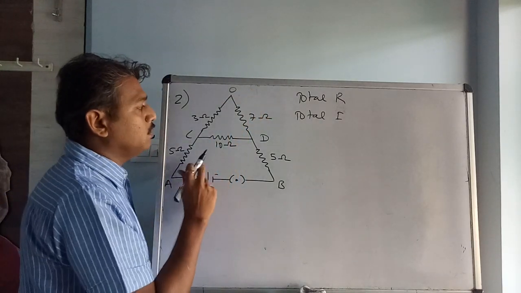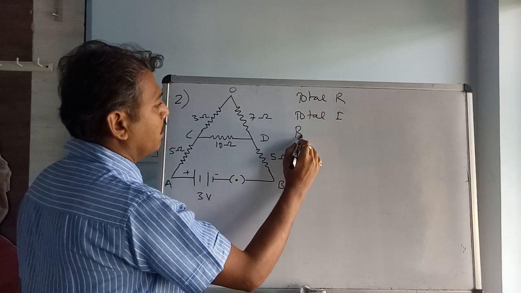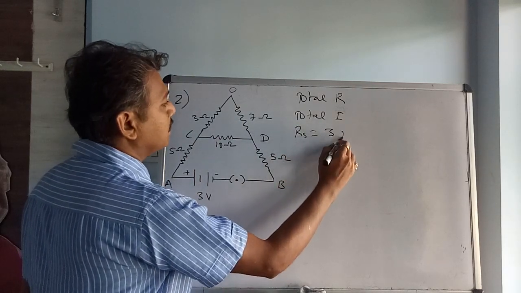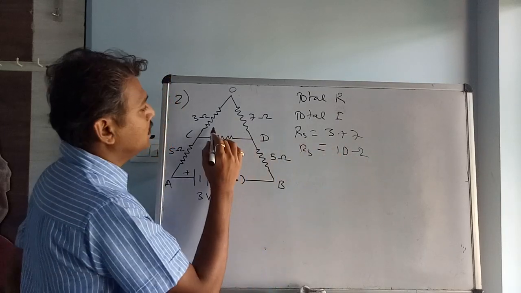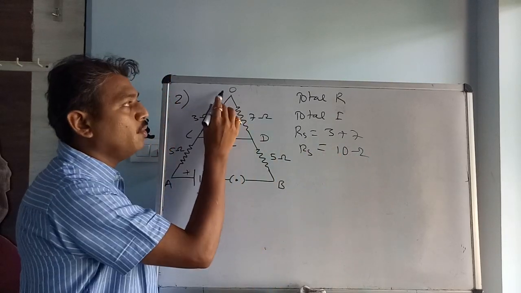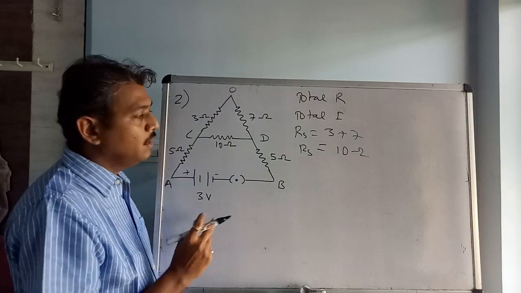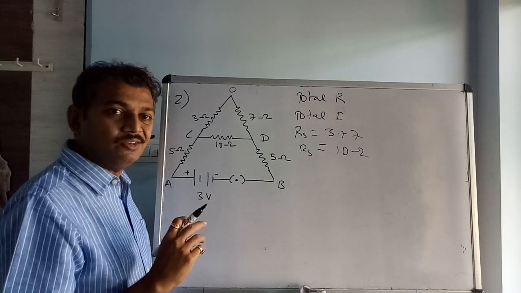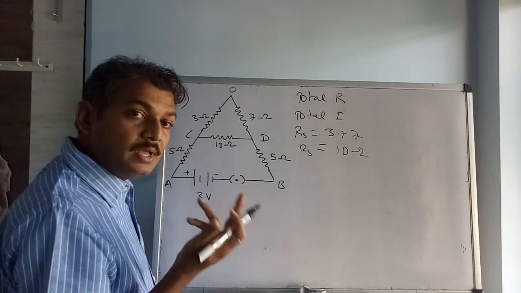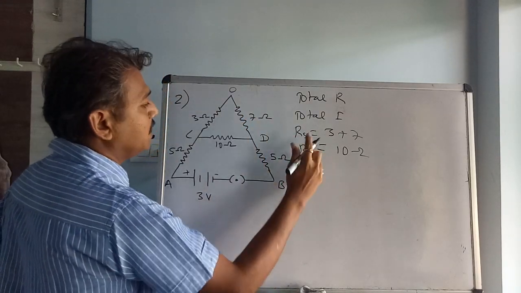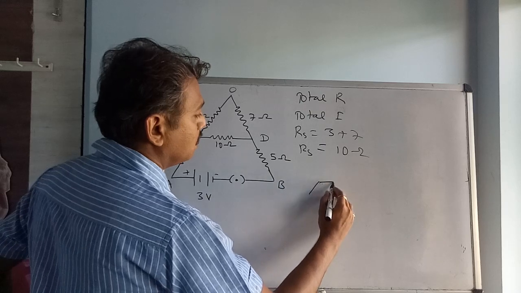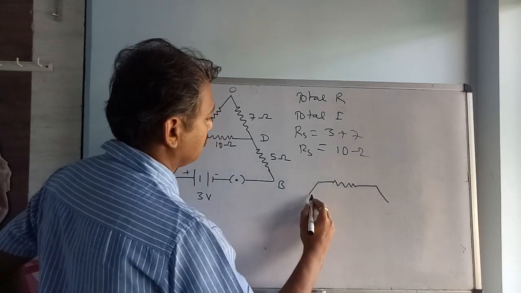So you need to calculate this first. Rs is equal to 3 plus 7, so you will get Rs is equal to 10 ohm, for these two, meaning CO and OD. Now after this, if we reframe the diagram with these two combined into one, the diagram will become like this.